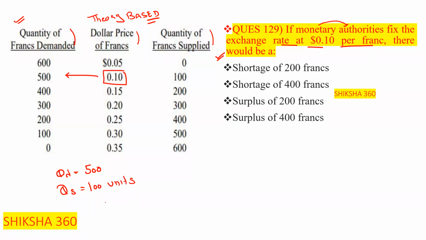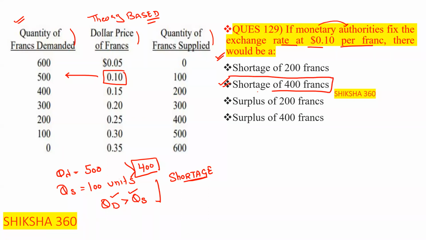So we know that quantity demanded here is more than the quantity supplied. There is more demand, so it leads to a shortage. How much shortage? That is the gap between these two, that is 400 units. So the correct answer is this one: there is a shortage of 400 francs.